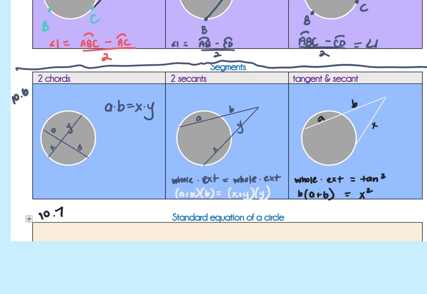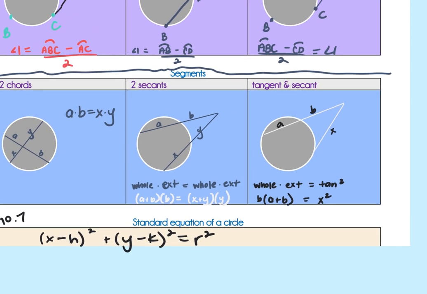10.7 is the standard equation of the circle. So this is x minus h squared plus y minus k squared equals the radius squared, where h, k is your center, and r equals the radius. And you want to know how to do all the things that were in the warm-up. So here's the information, give me the equation, or here's the equation, give me the information and graph.